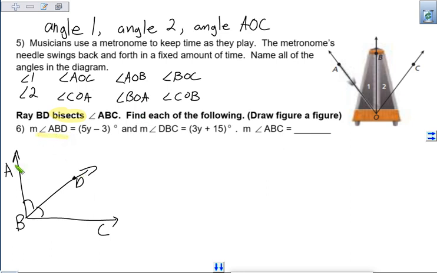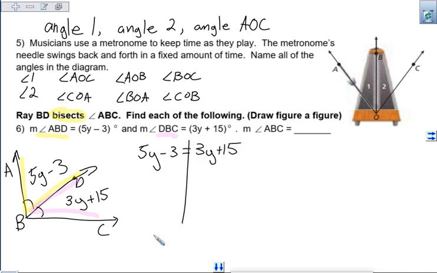Angle ABD is 5y minus 3. Angle DBC is 3y plus 15. What do we know about those two? They are equal. You know those are equal, so you can set them equal to each other. So 5y minus 3 equals 3y plus 15.